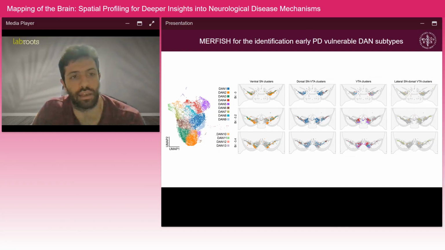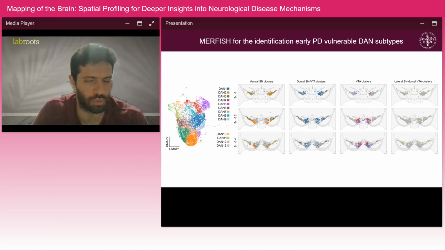So we could define ventral substantia nigra clusters, dorsal substantia nigra clusters together with VTA clusters, and also those that are located in the very lateral part of substantia nigra. That is also gaining attention as a population, this one. And they are also located in VTA as well.